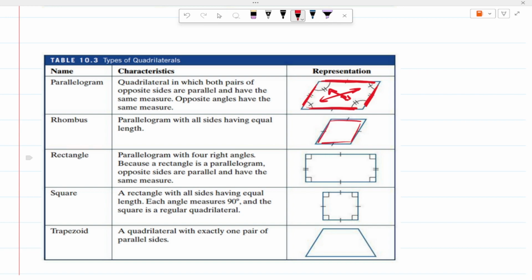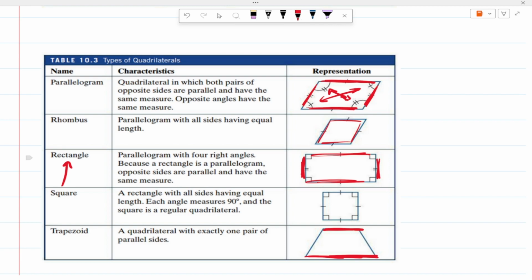A rectangle, that's the quadrilateral that we're really familiar with, just means that you have 4 right angles and opposite sides are parallel and have the same measure. So this and this have the same measure, and then this side and this side, they have the same measure as well. A square is just a very special rectangle in which all the sides are the same exact length and you have all 4 right angles. And finally, a trapezoid is a quadrilateral with exactly 1 pair of parallel sides. And that's going to be right here.